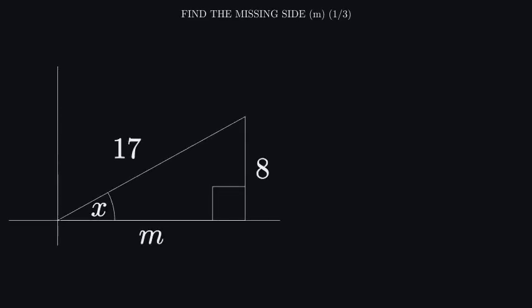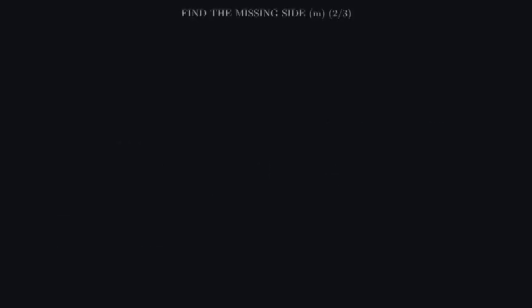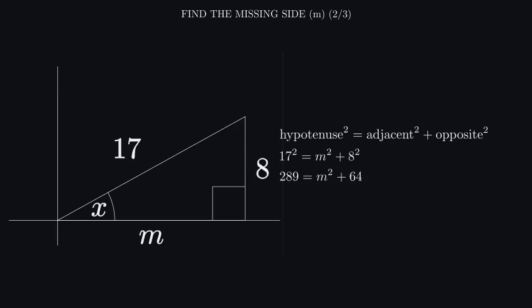To find cos of x, we need the adjacent side, m. Since the triangle is right-angled, we use Pythagoras' theorem. So the missing side, m, is 15. Continue the calculation using the same diagram. The next steps are shown on the right.